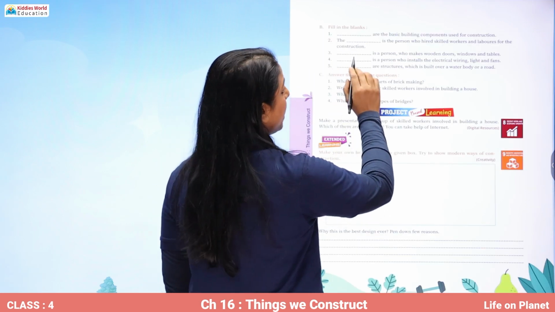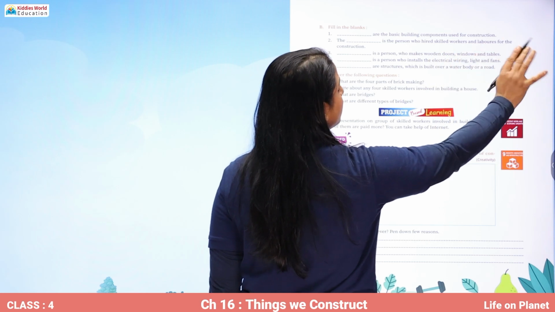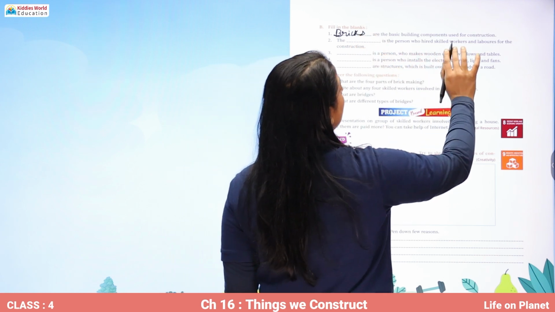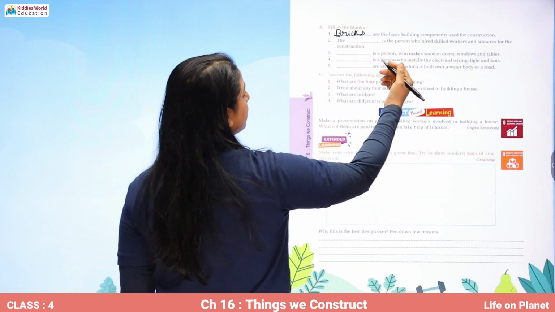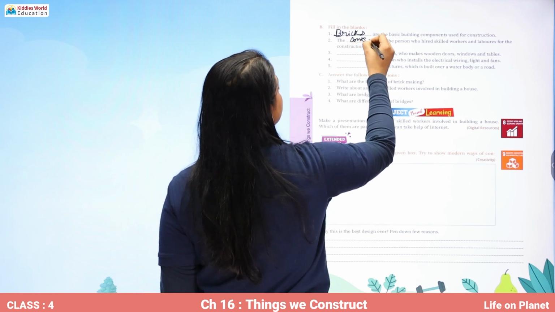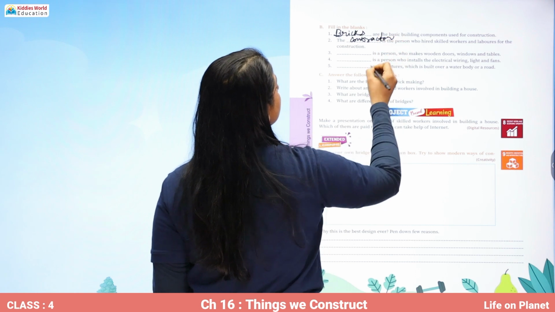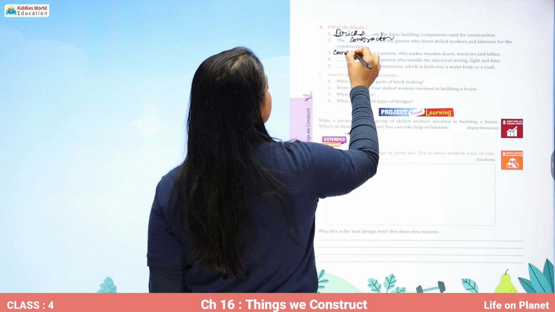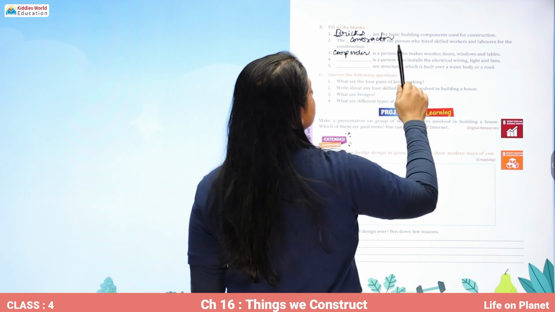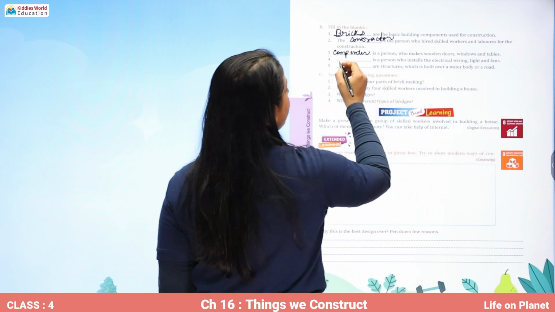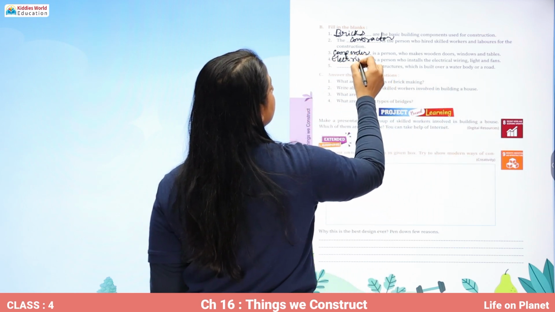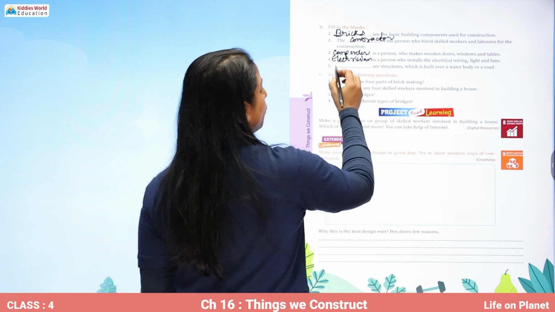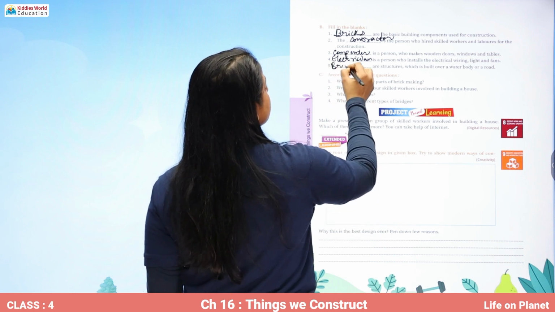Now you have to fill in the blanks. Dash are the basic building components used for construction, bricks. The dash is a person who hires skilled workers and laborers for construction, contractor. Dash is a person who makes wooden doors, windows and tables, carpenter. Dash is a person who installs electrical wiring, lights and fans, electrician. Dash are the structures which are built over a water body or a road, bridges.